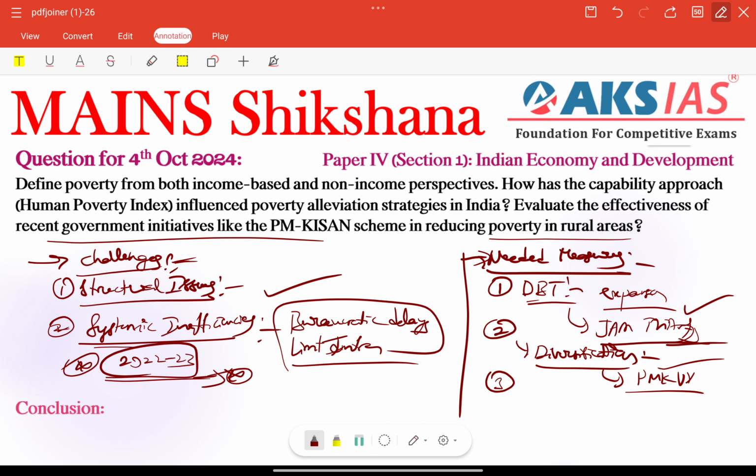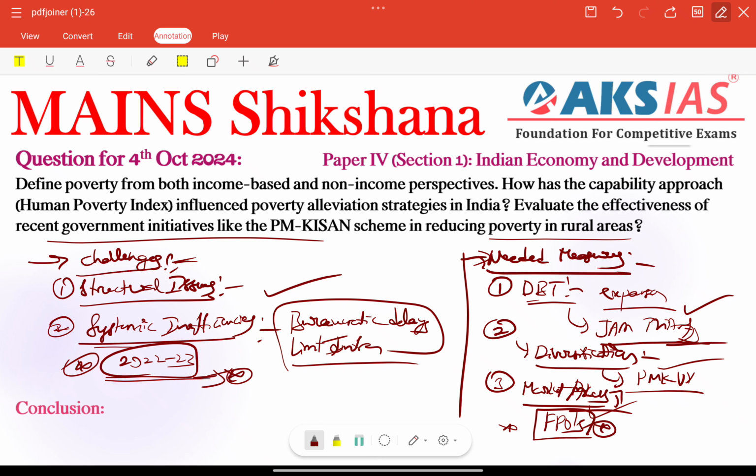Next, we have improving market access, which is very important. Here we need to develop market linkages, cold storage and infrastructure especially. We need to include this here. Other than that, the government focus should be on FPOs, farmer producer organizations, which aim at improving small farmers' access to markets and technology.